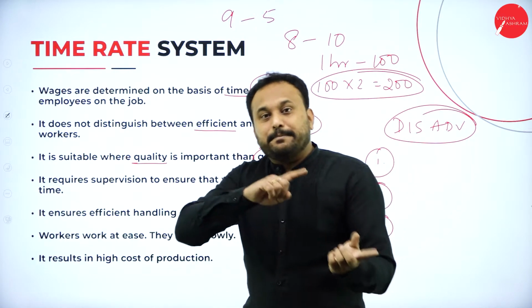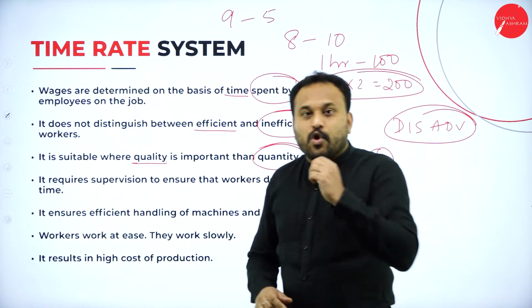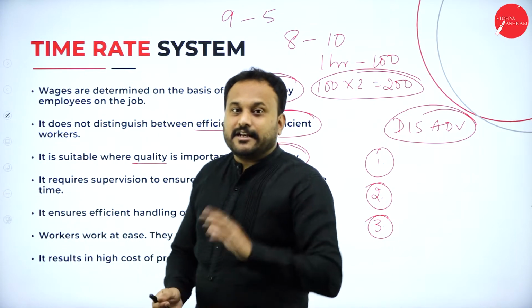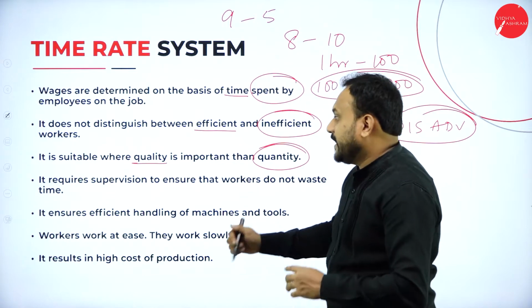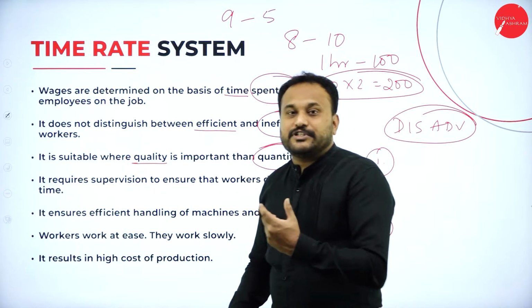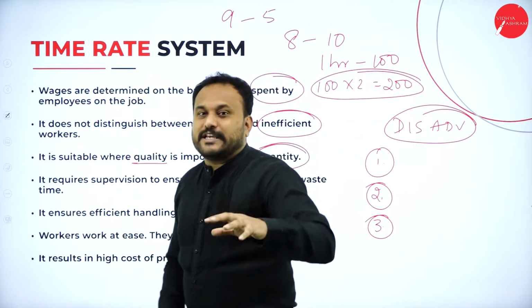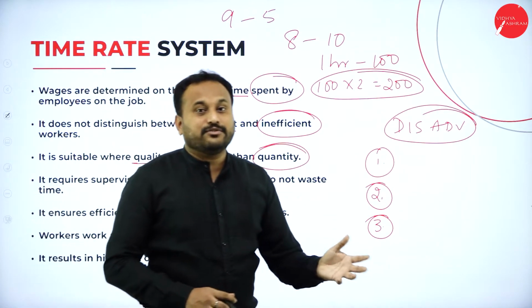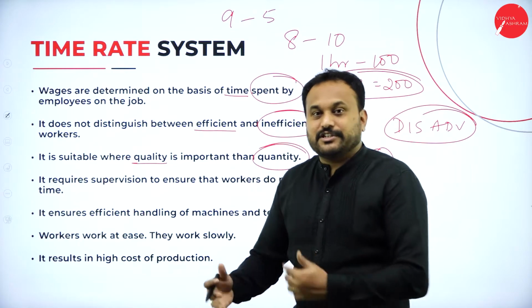But whereas in piece rate system, quantity matters, in time rate system quality does not matter anything. The next one is, it requires supervision. I told you a supervisor should always be there, because if the supervisor is not there, people will not work, and they get their remuneration very fast.